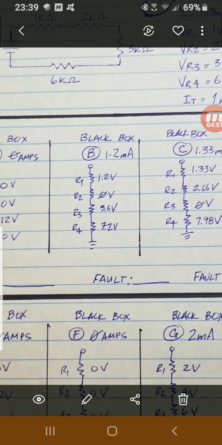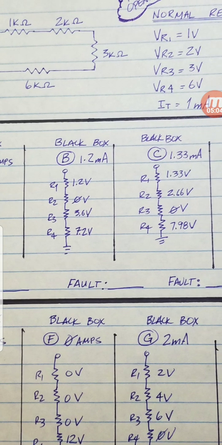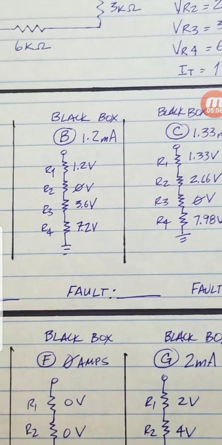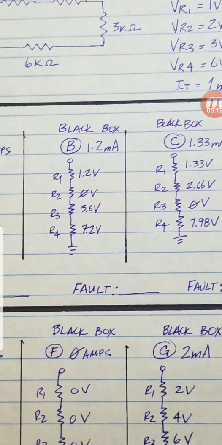The second one here, you see that I have a voltage drop on R1 that's above average. I have no voltage drop on the resistor R2. The voltage drops on 3 and 4 are above average, so what that would indicate is my current is above average, which means there's a short. The short is wherever there's no voltage drop, because there's no resistance. So in this case, on box B, resistor 2 is shorted.